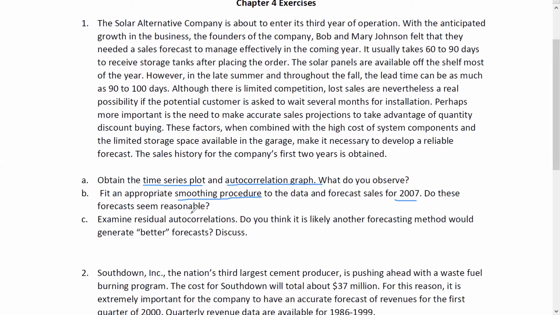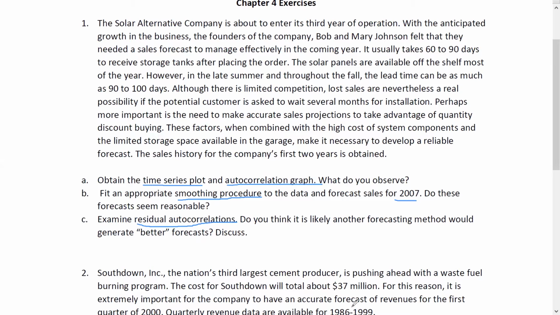Now in part C, we will be examining the residuals by looking at the autocorrelations and see if the method we picked is sufficient or we need something else to generate better forecasts. All right, so let's move to Minitab.